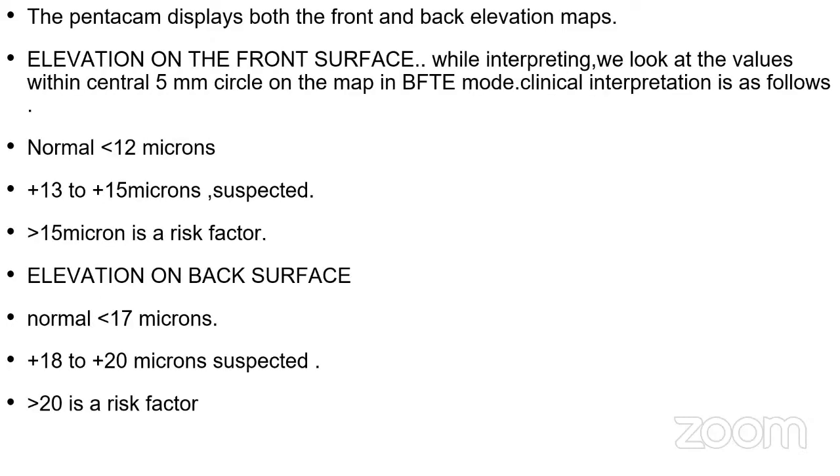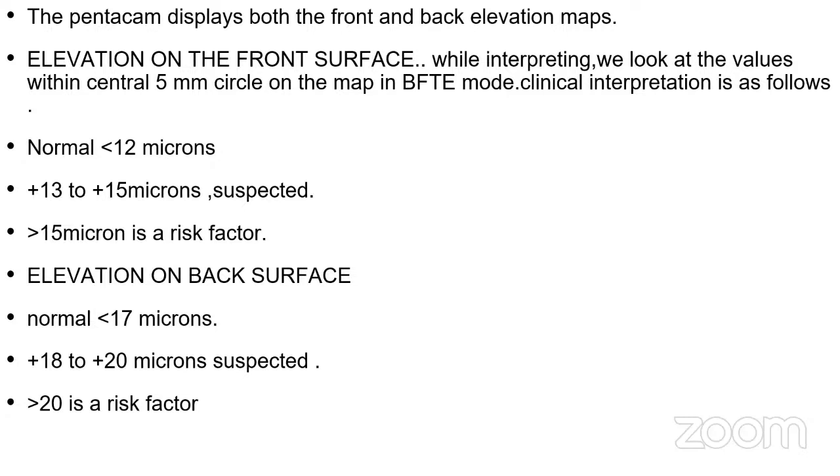The Pentacam displays both the front and the back elevation map. The elevation on the front surface is the anterior elevation map. While interpreting, we look at the values within the central 5 mm circle on the map in best fit toric ellipsoid mode. Clinical interpretation is as follows. It is considered normal if it is less than 12 microns. If it is between 13 to 15 microns, then it is a suspected ectatic case. If it is more than 15 microns, then it's a risk factor.